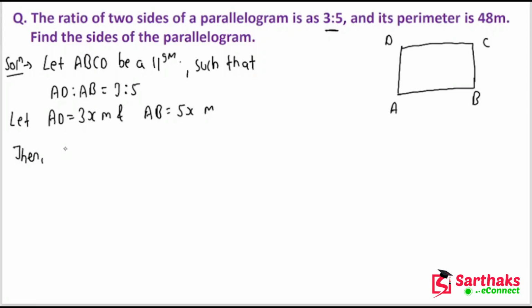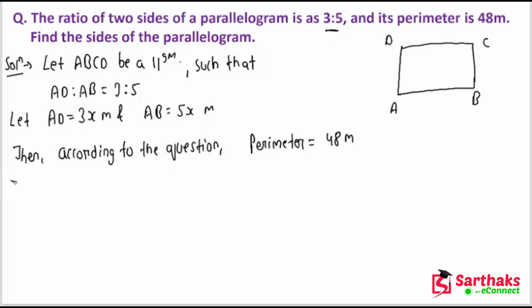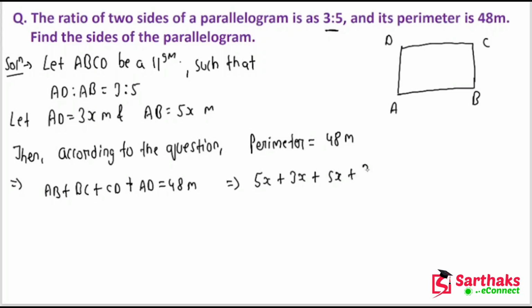Then according to the question, we are given the perimeter. Perimeter equals 48 meter, which implies AB plus BC plus CD plus AD is equal to 48 meter. Now AB we have assumed to be 5x. BC is equal to AD, which is 3x. CD is equal to AB, which is 5x. And AD is again 3x. So this is equal to 48.